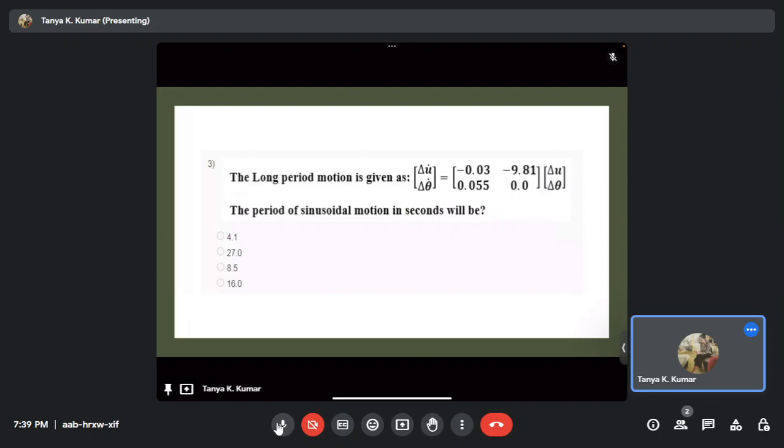Have you found the answer? The period of the sinusoidal motion. How do you find the period? We know how to find omega n and eta. How do you find the time period? If you find its frequency, not the natural frequency, if you find its frequency, you will be able to find the period, right? What is the relationship between frequency and time period?